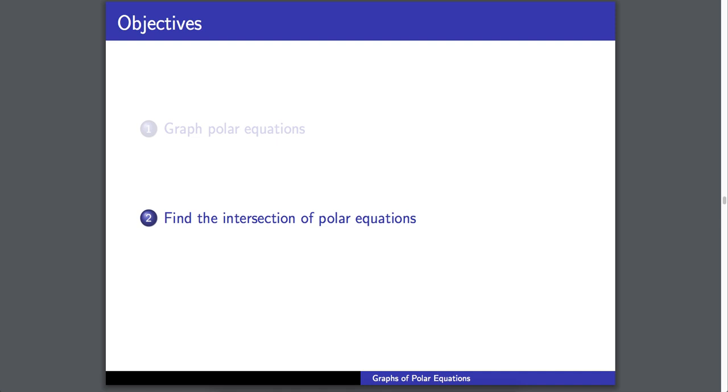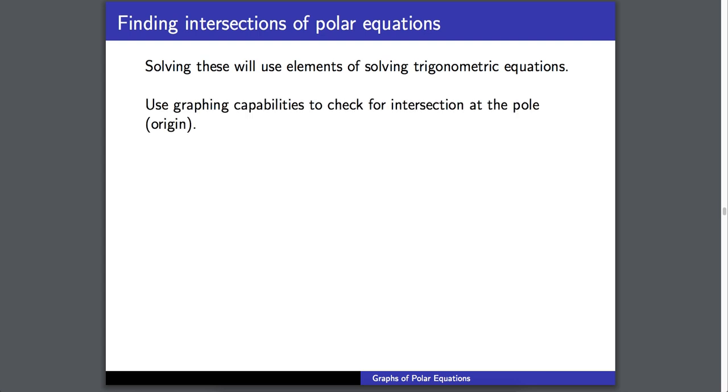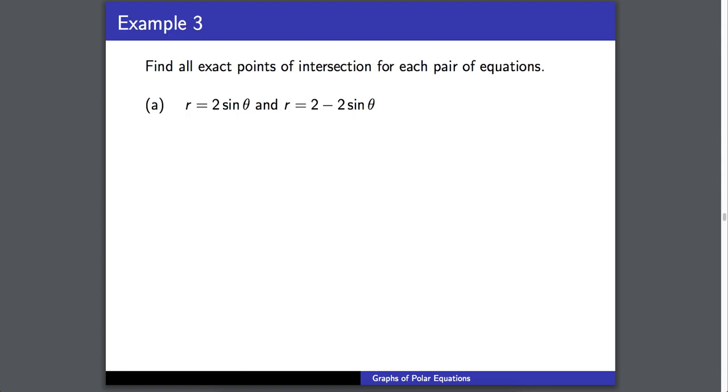In this video, we're going to find the intersection points of polar equations. And solving these are going to use some elements from solving trig equations. And we're going to use graphing capabilities to check for intersection at the pole or origin. You're going to see this technique of finding the intersection of polar graphs in Calculus 2 when you're finding the area between two curves in polar form.